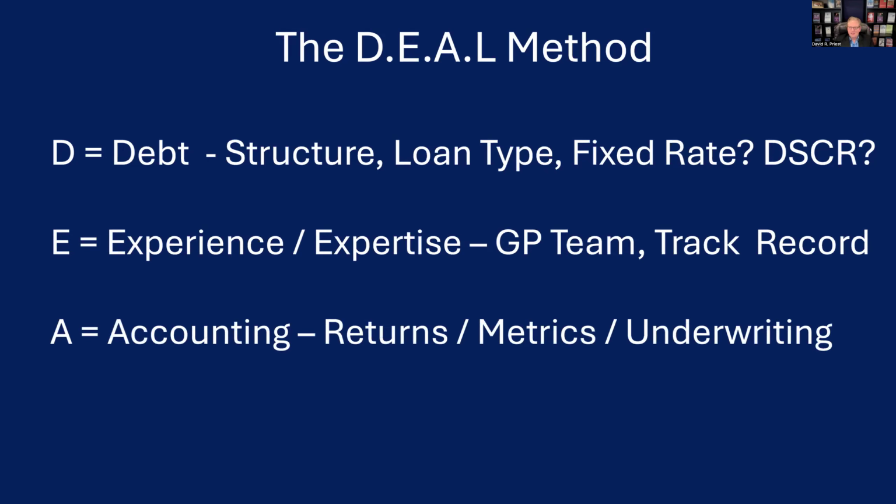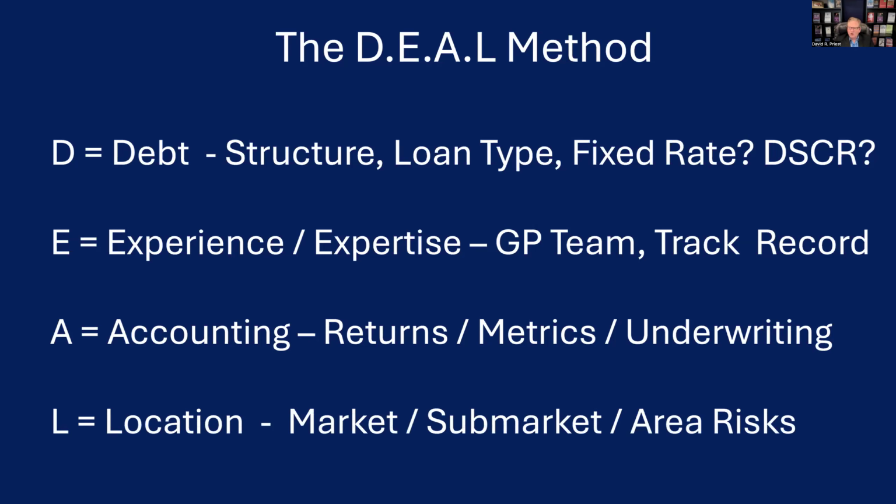The A is accounting. It's the returns, the metrics, the underwriting, the numbers. Okay. Obviously, the numbers, most people look at these as the most important part of the deal. I actually look at it as one of the least important, and it's the last thing I look at. And we'll talk about that as we go through this, because I do things a little bit backwards, but I think it does save a lot of time for people. And if you're looking at a lot of deals and you're really busy and you don't have time to spend hours on each deal, this is going to help you get through it a little bit quicker.